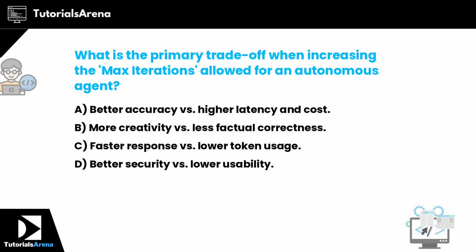What is the primary trade-off when increasing the max iterations allowed for an autonomous agent? The correct answer is option A, better accuracy versus higher latency and cost.